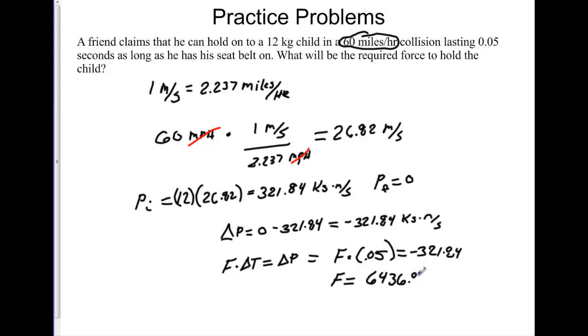6,436.8. And again, what the negative means here is that if the crash is occurring to the right, then the force would be going back to the left. That's how much force the person would have to pull back to be able to hold back the child, to prevent them from flying forward in the car crash. 6,436.8 newtons is approximately equal to about 1,400 pounds. So it would be impossible for someone to generate that much force when holding a child.